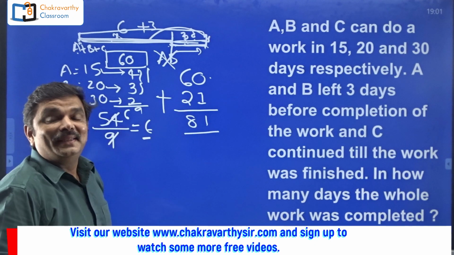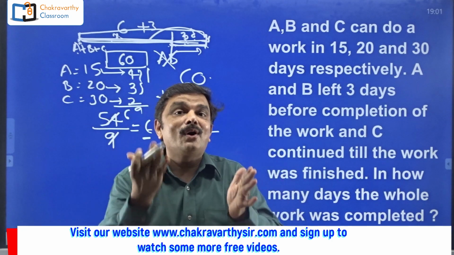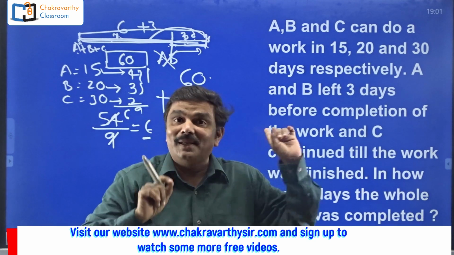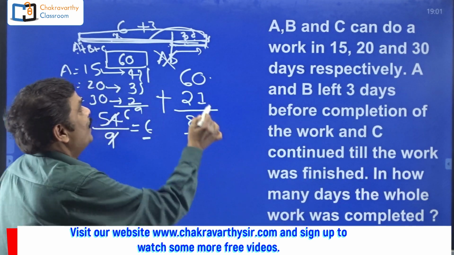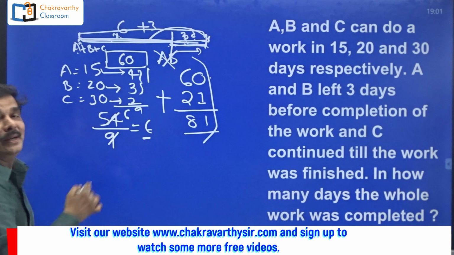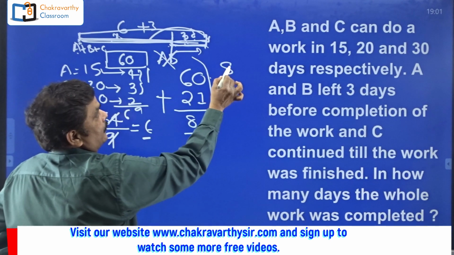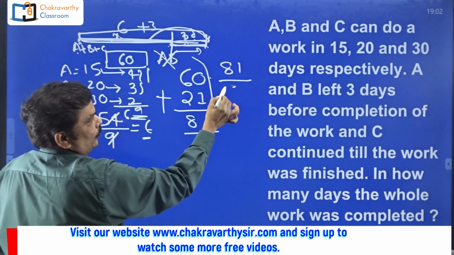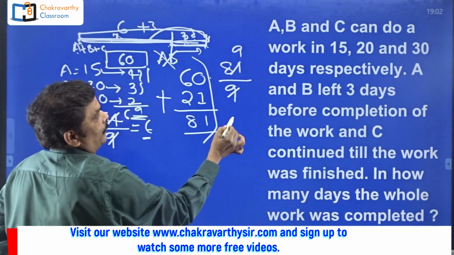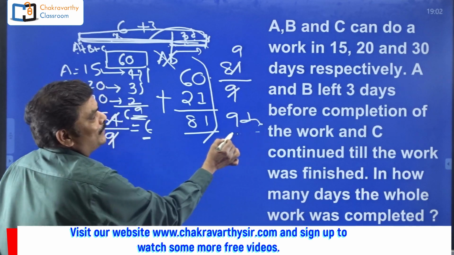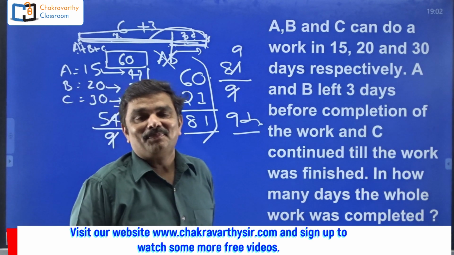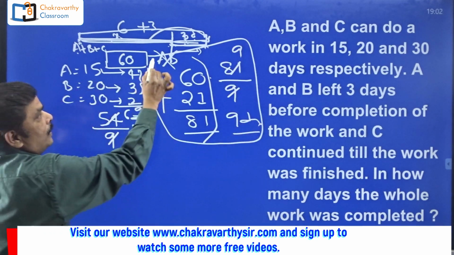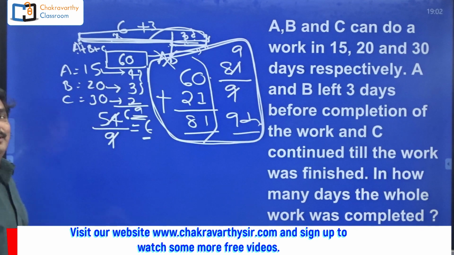Alright. This 81 units of work would have been completed by A, B and C together, because we are taking some deviation there. So in how many days would the total work have been completed? That is 81 by A plus B plus C's capacity, 9 units, 9 nines are 81. My answer is 9 days. How simple is this one. Yes or no? We follow this type of methods in our regular course.